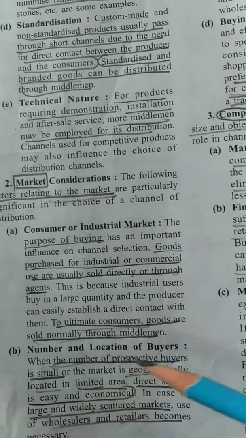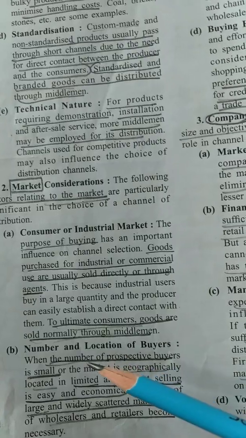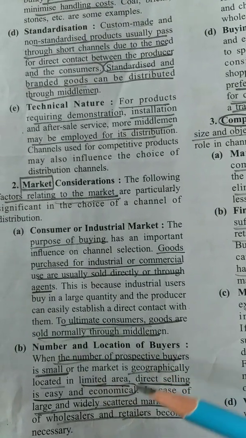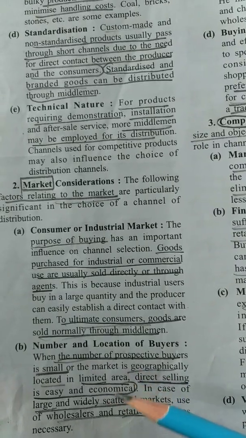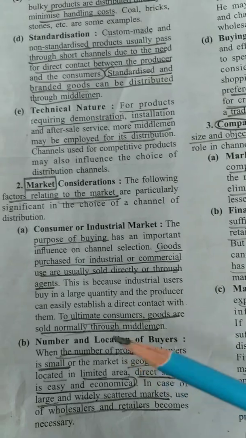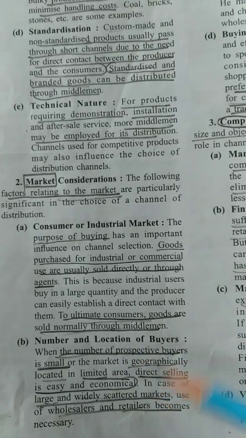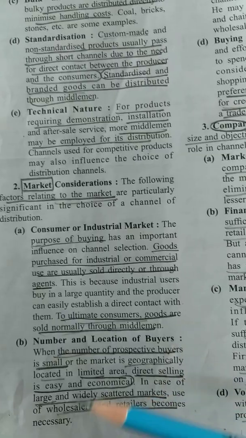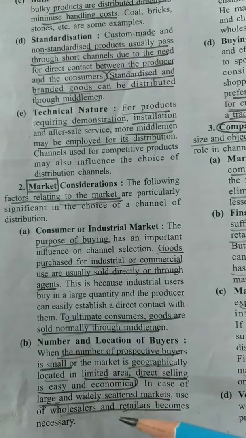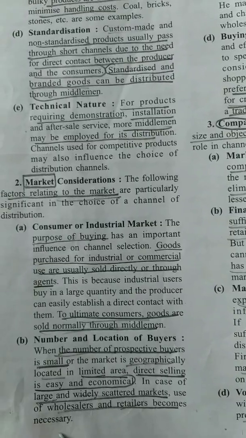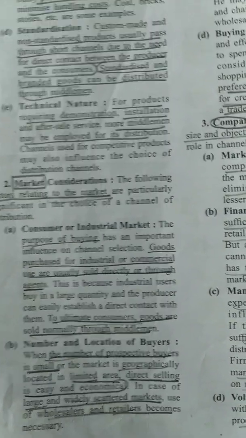Then next is number and location of buyers. So when the number of buyers is small and the market is also in a geographically limited area, means in a small area, then direct selling is easy, means the producer can directly sell to the consumer because the number of buyers is less, the market is small. But in case the market is widely spread and there is a large number of consumers, then a chain or channel has to be followed consisting of wholesalers and retailers.